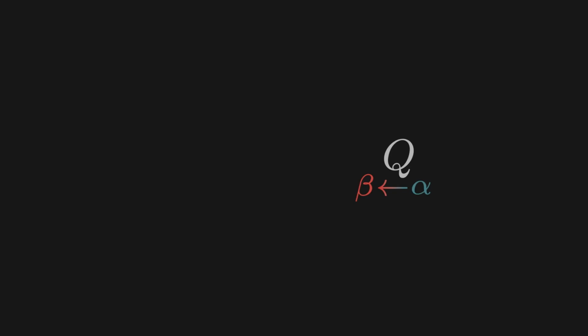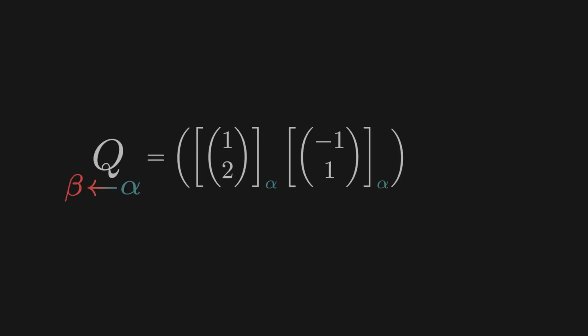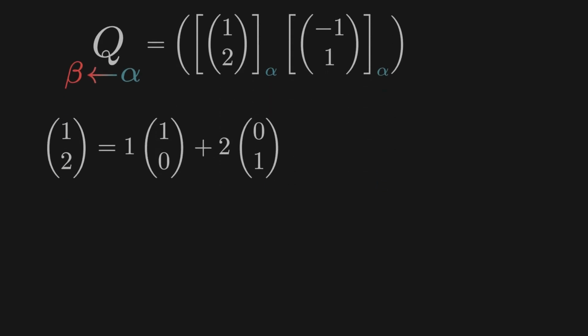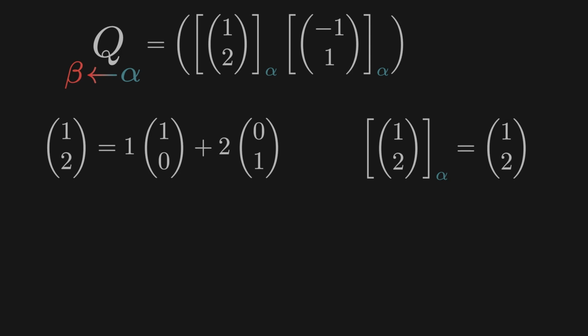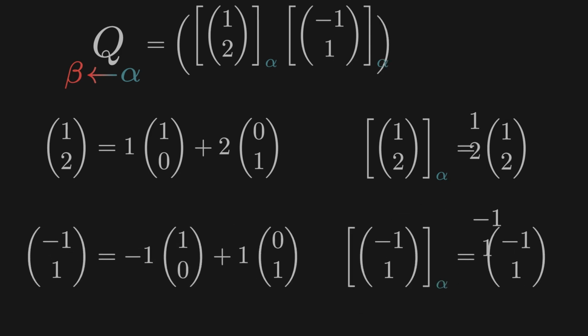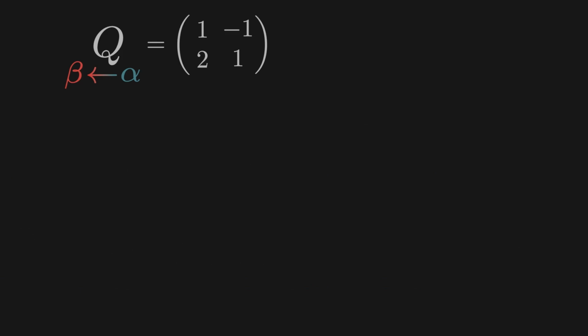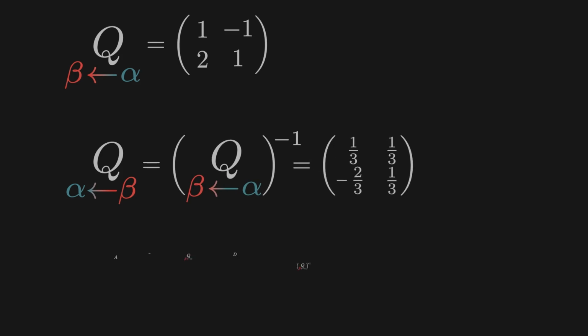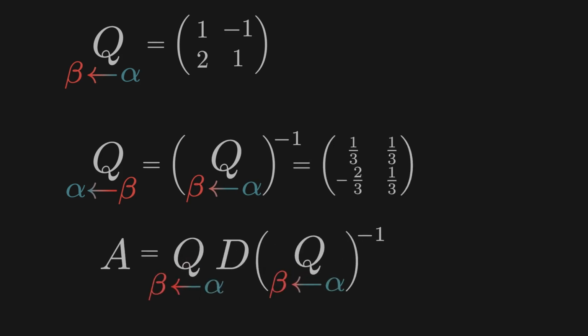Let's start by finding the change of basis matrix from alpha to beta. This will be the matrix which has the columns that are the vectors from beta in alpha coordinates. (1, 2) in alpha coordinates is just (1, 2), and similarly (-1, 1) will just be (-1, 1). So the change of basis matrix from alpha to beta is [1, -1; 2, 1]. Now, we need to find the change of basis matrix from beta back to alpha. Like we discussed previously, this will just be the inverse of this matrix. Now, we can use these matrices to solve for D.